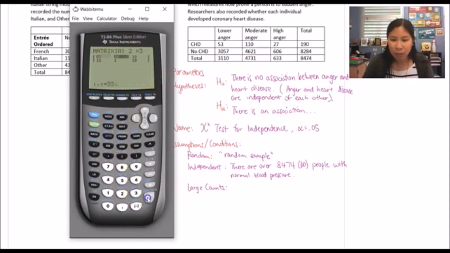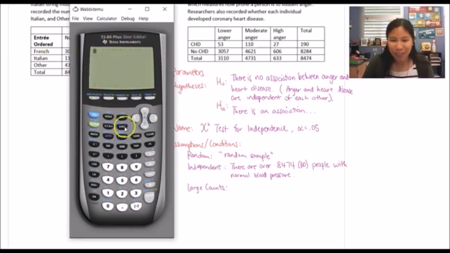I have 53, 110, 27, 3057, 46. So sorry that you have to listen to me click through all these numbers. It's really hard to do on the computer versus an actual calculator. All right, I have my matrix now.